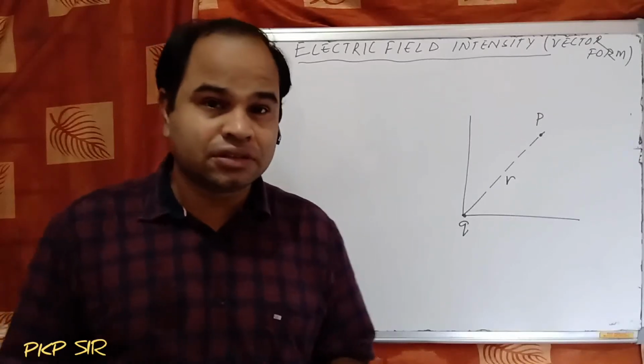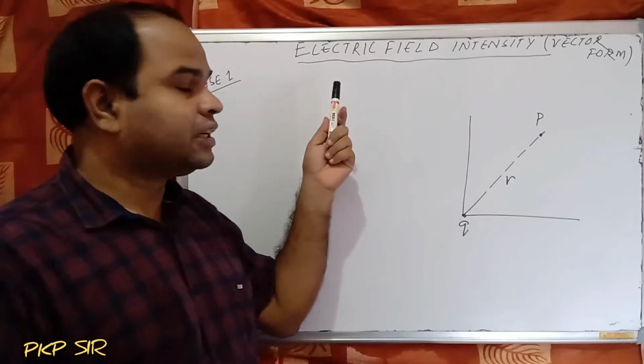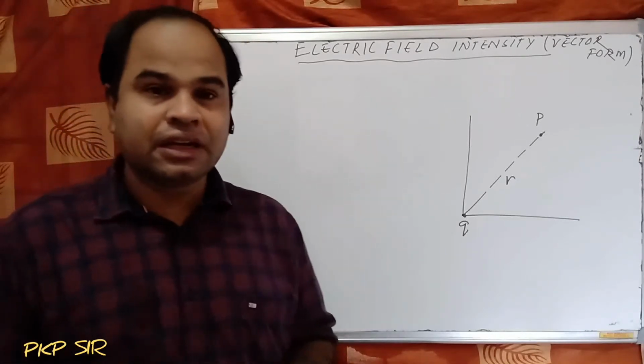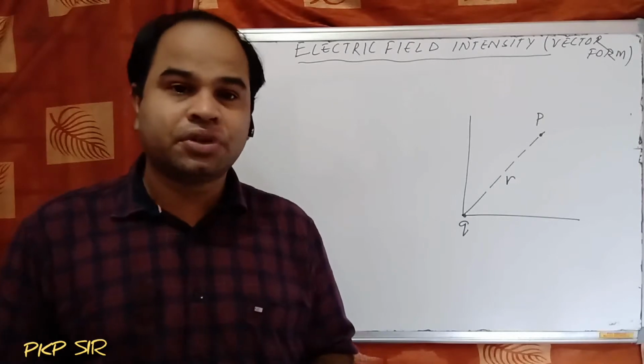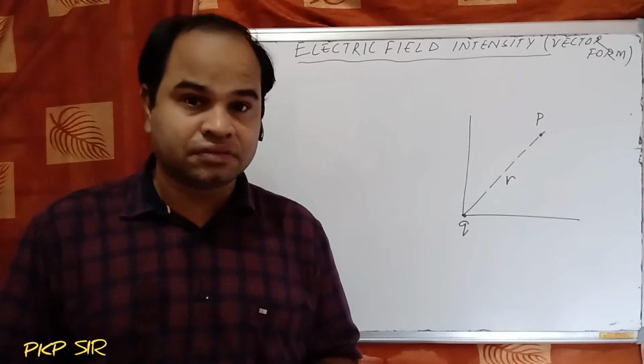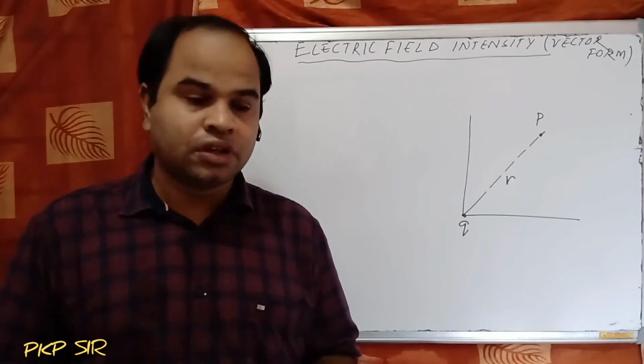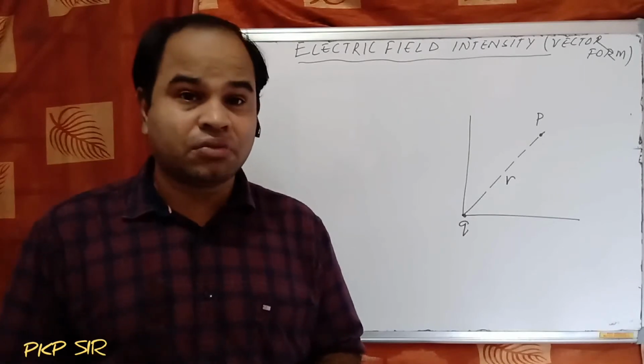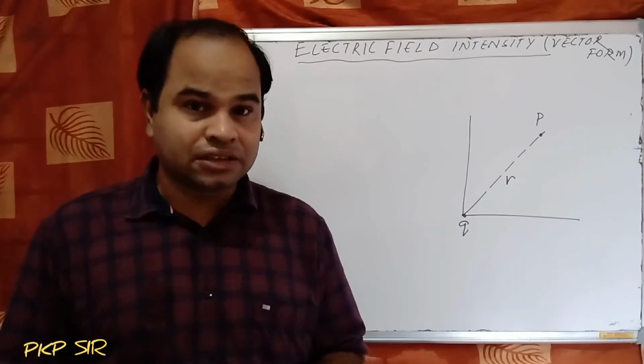Today we will discuss the vector form of electric field intensity, and next we will discuss the properties of electric field lines. Okay? So let us start with the vector form of electric field intensity.